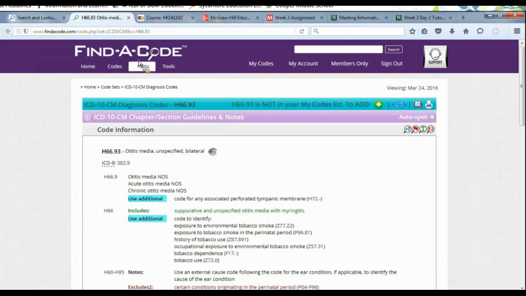Okay? Unspecified type of otitis media. Again, acute, what type? Okay, it's a specific type. Again, if it's unspecified, it is our code.